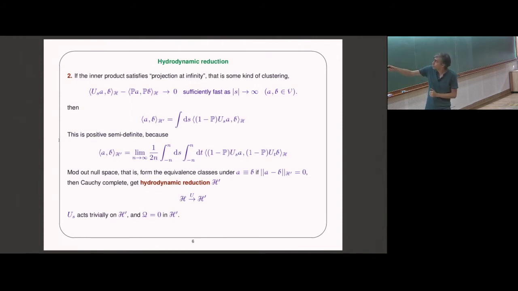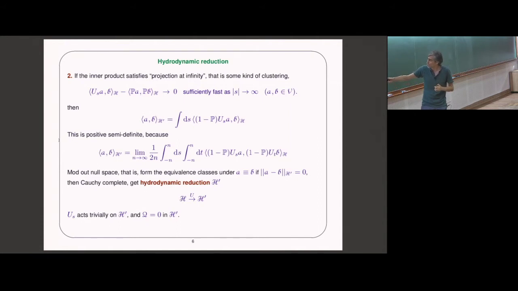And so from this sesquilinear form, you can form a new Hilbert space. Just look at all these observables, these A, under this action, and take away the null space, whatever it is. You form equivalence classes and complete by Cauchy completion. And you get what I call hydrodynamic reduction. You get a new Hilbert space, and on that Hilbert space, this U_s acts trivially because we've integrated over s.